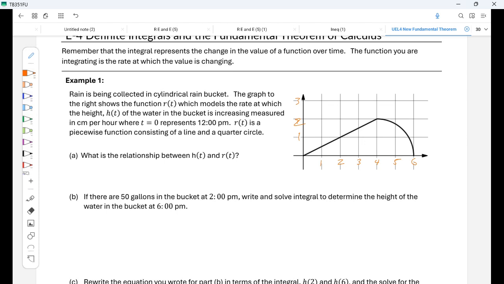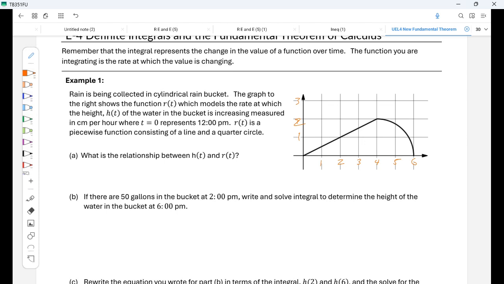This graph represents rain being collected in a cylindrical bucket. Not that that matters. Feels like a related rates problem. The graph to the right shows the function r of t, which models the rate at which the height of the water in the bucket is increasing. That is measured in centimeters per hour, where t equals 0 represents noon. R of t is a piecewise function consisting of a line and a quarter circle.